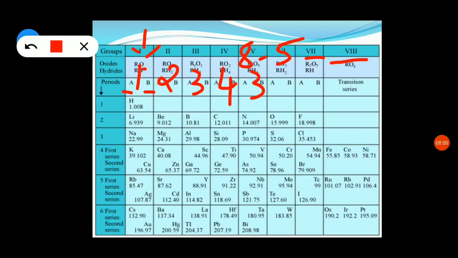And group 6 valency is 8 minus 6, which is 2. And group 7 is 8 minus 7, so the valency is 1. That means in group 1, all the elements will have valency 1. And in group 2, all the elements will have valency 2. And in the last group, that is the 8th group, there was no information about the valency.